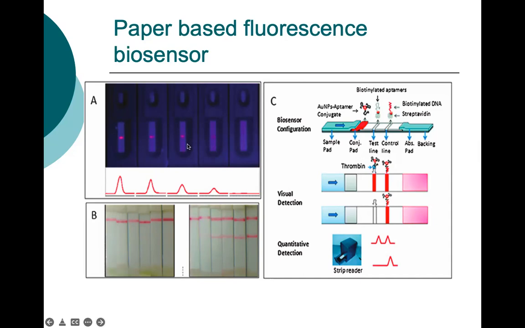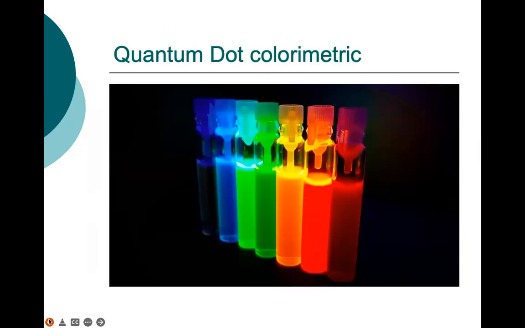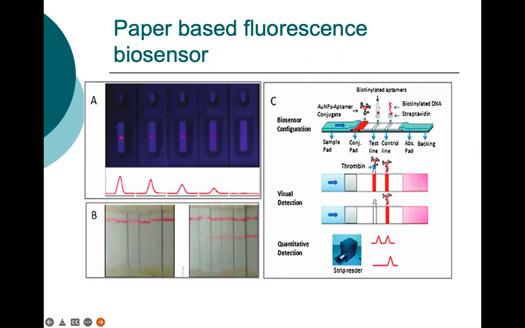So it can be utilized in a solution form, as well as on top of a paper-based sensor. As I mentioned, by using the fluorescence technique, it actually lowers the detection limit. It means that you can detect much lower concentrations compared to the UV and visible region.